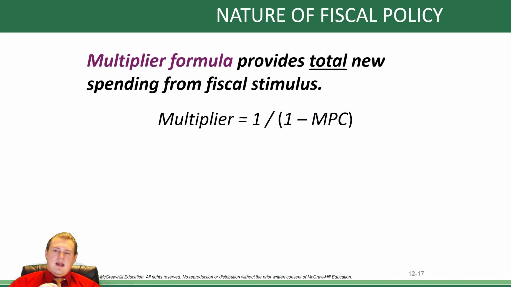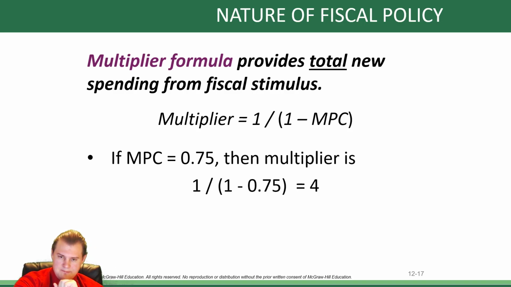So the multiplier formula provides the new total spending from fiscal stimulus. Rather than having to go through and calculate every single cycle, which would take a long time, we just use an equation with a multiplier. So we have 1 divided by 1 minus MPC. That's your formula right there. Write it down. That'll help you on problems.